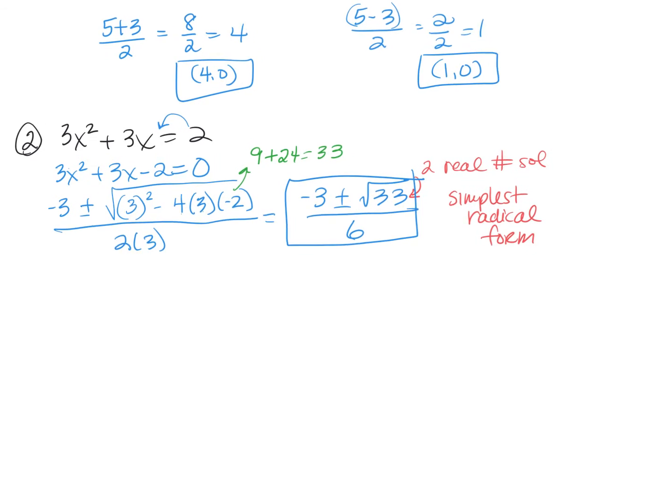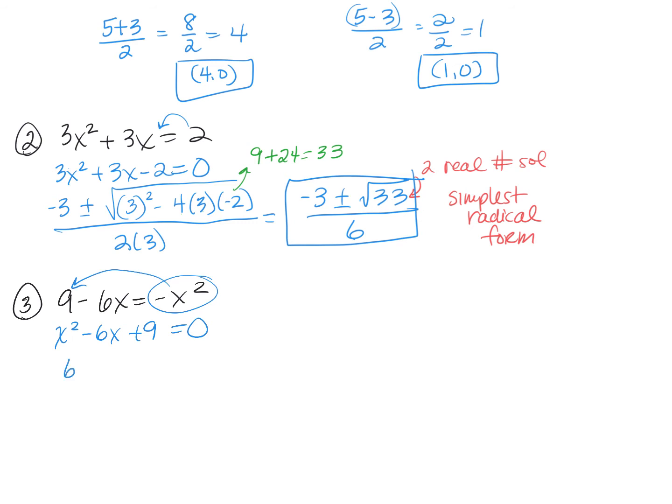Let's try another one. 9 minus 6x equals negative x squared. So that negative x squared is not in the right place. I need to move this guy over here because I want it to be positive x squared before I try to do the quadratic formula. So I'm going to have x squared minus 6x plus 9 equals 0. Let's do this. So negative b would be positive 6 plus or minus the square root of b squared. So negative 6 squared minus 4 times a, which is 1, c, which is 9, all over 2 times a, which is 1. So 6 plus or minus.